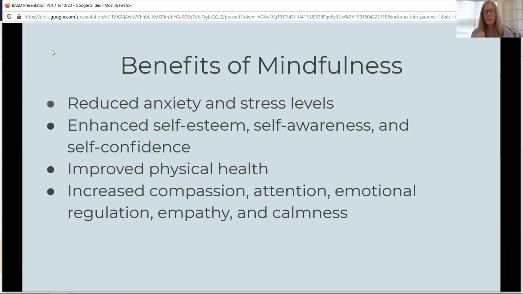Stress is at the root of a lot of disease. So if we are aware of that stress and we're doing what we can to minimize it and work through it, it could improve our physical health as well. Mindfulness can enhance self-esteem, self-awareness, self-confidence, all the selves, and can result in increased compassion. We're better able to focus and pay attention, empathize with others, and just generally feel calm.